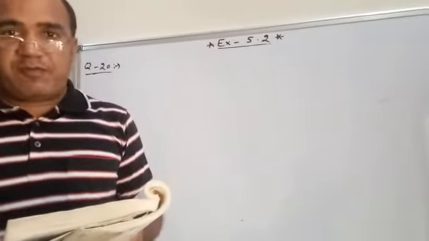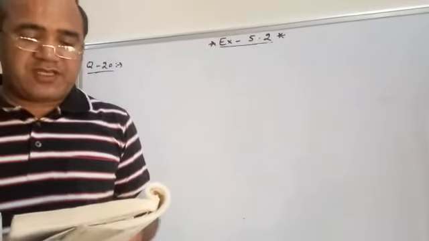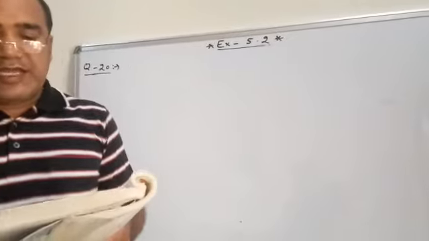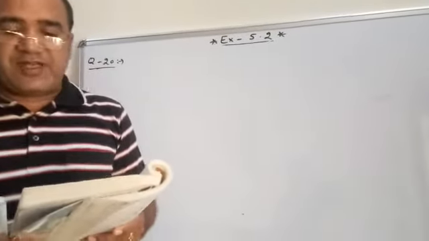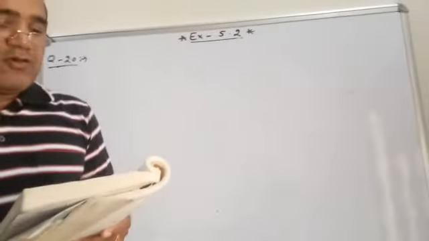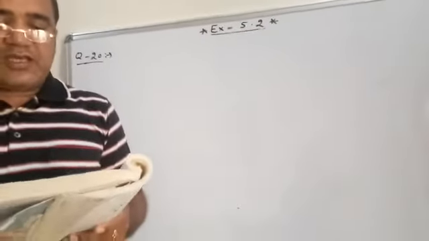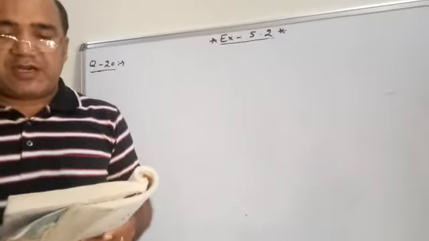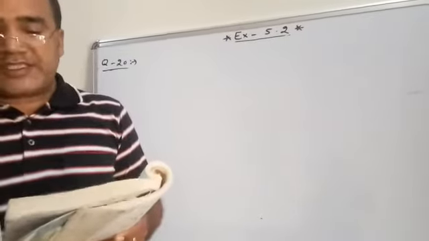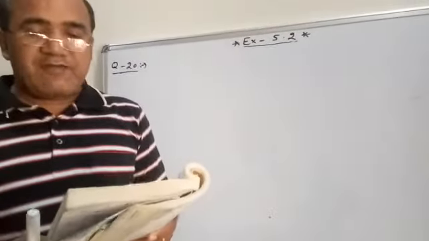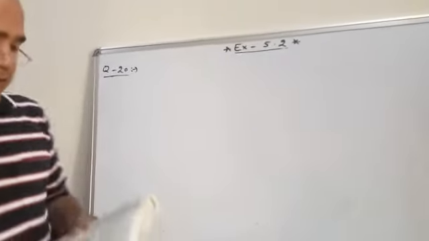Now see the last question of this exercise, question number 20. Ramkali saved ₹5 in the first week of a year and then increased her weekly saving by ₹1.75. If in the nth week her weekly savings become ₹20.75, find the value of n.